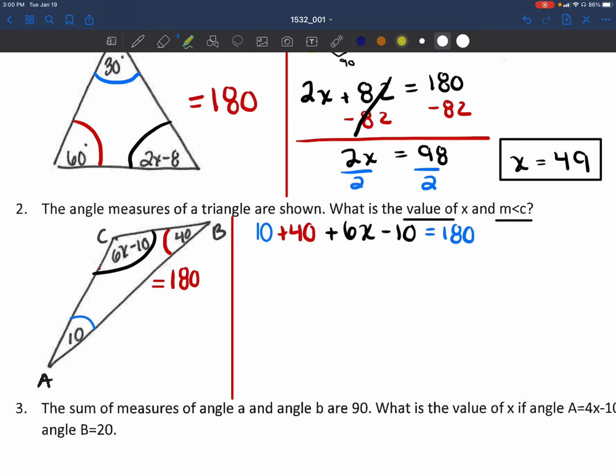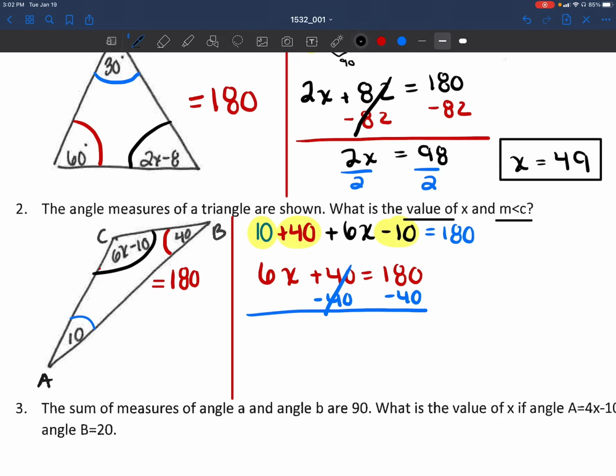Now combining our like terms, we have a 10, we have a plus 40, and a minus 10. And all of that should give us 10 plus 40 is 50, 50 minus 10 is 40. So 6x plus 40 equals 180. Okay, next we're going to do the inverse operation, so minus 40. Which gives us 6x equals 140. And then the last thing is to divide by 6.